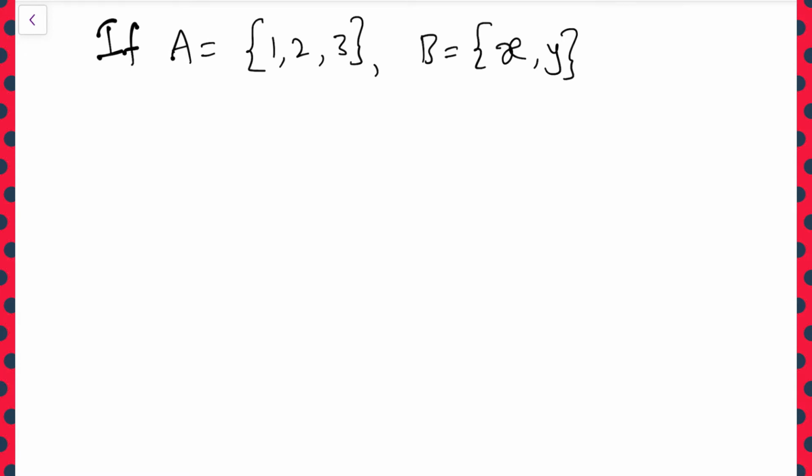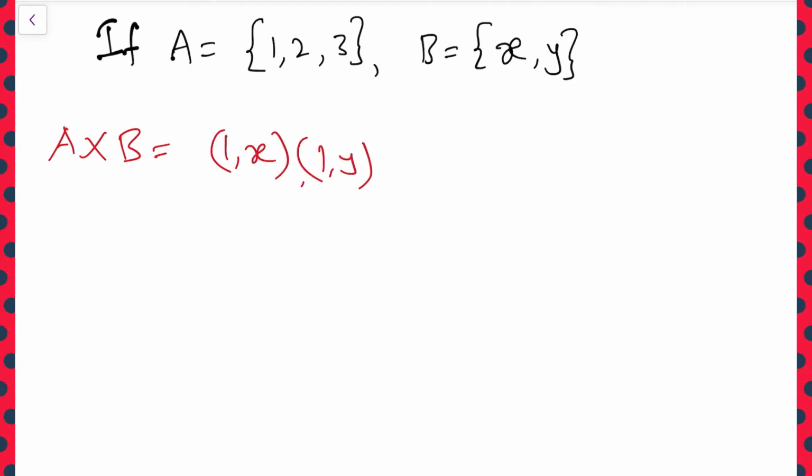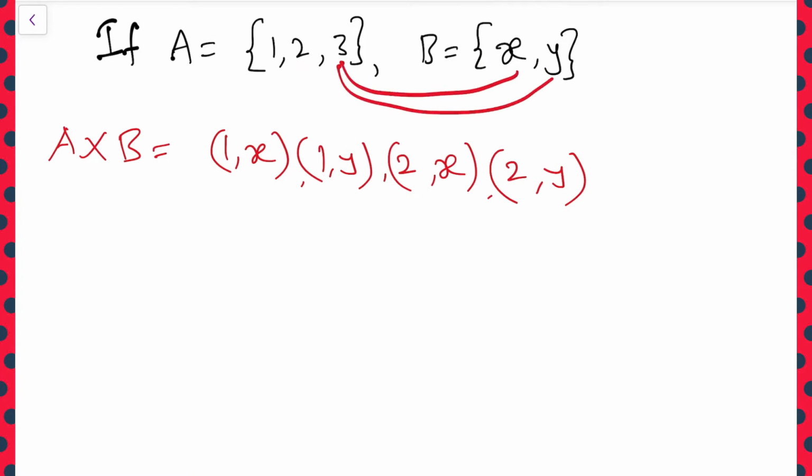Okay, first let us do A cross B. A cross B, Cartesian product from A to B. That is (1, x), then (1, y). Next, (2, x), (2, y). Next, (3, x), (3, y). This is the Cartesian product from set A to set B.